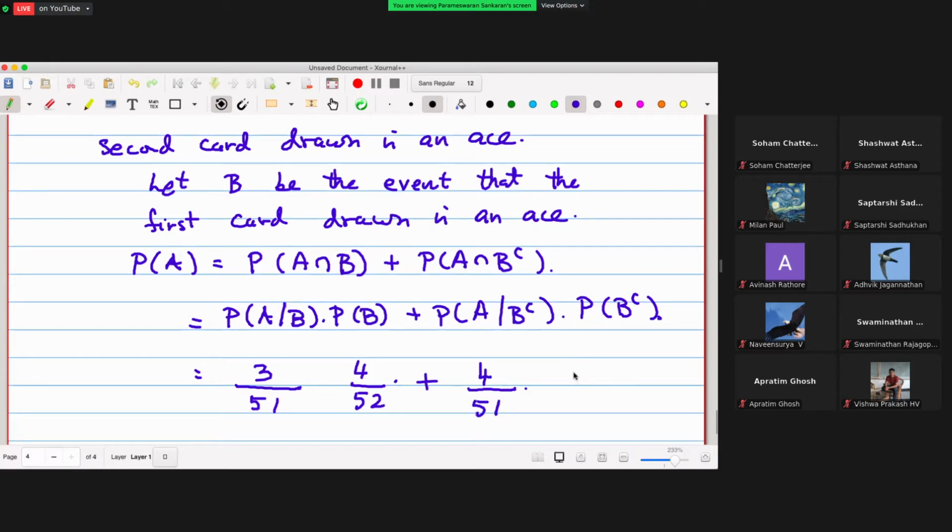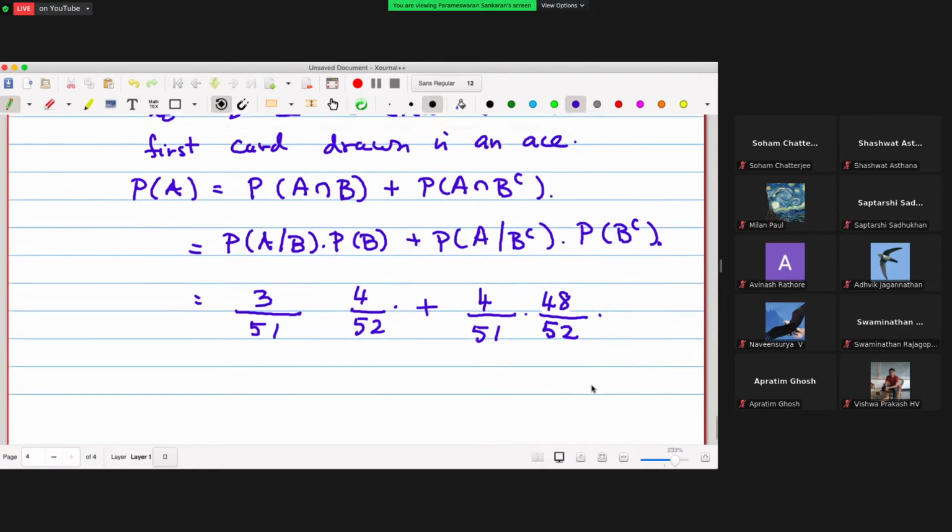The probability that the first card is not an ace: out of 52 cards, 4 are gone, remaining is 48, so 48 by 52. So you simplify this and you get the answer.